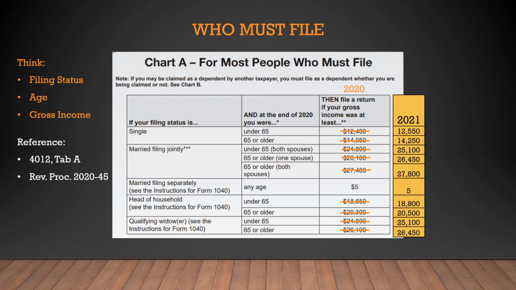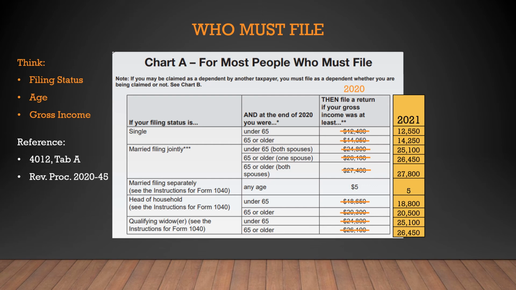For married filing joint couple, the filing requirement is $25,100. And for head of household, again under 65, the filing requirement is $18,800. And for qualifying widow or widower, the filing requirement will be $25,100, which you see is the same as married filing joint.